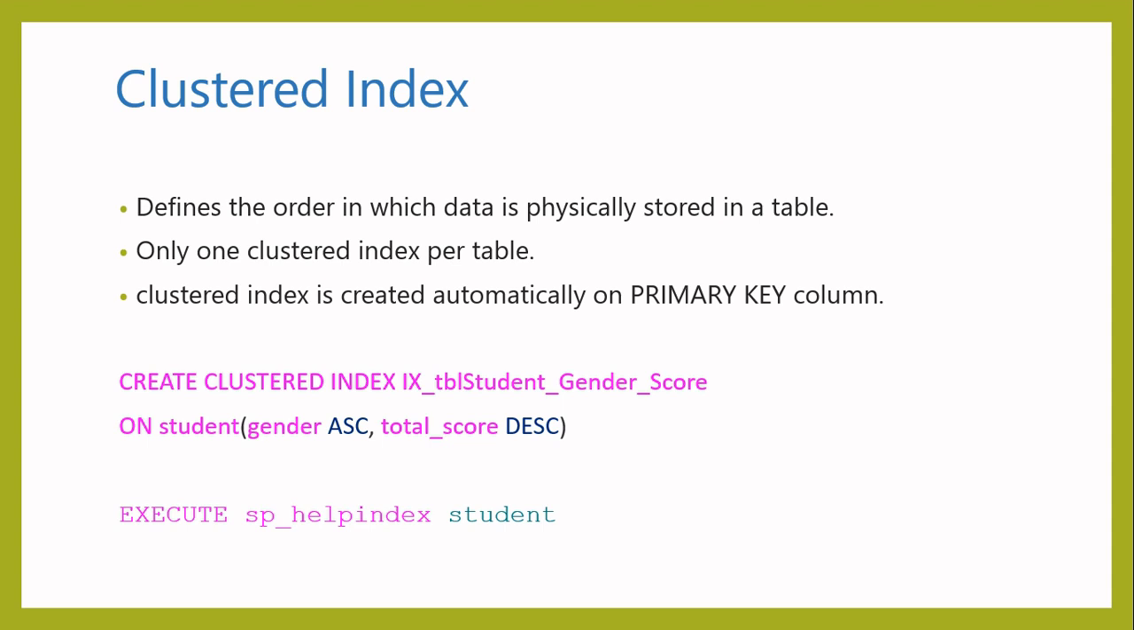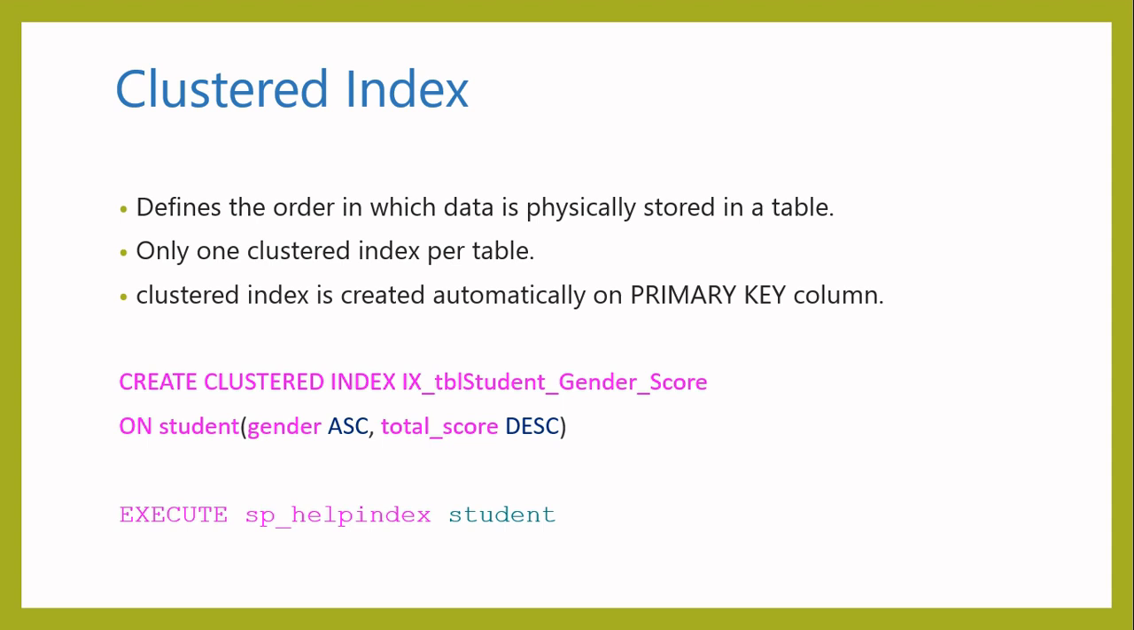Since we can sort the records of the table based on a single column, there can be only one cluster index allowed per table. We cannot have more than one cluster index for a table. Cluster index is created automatically on the primary key column. Yes, when you define a column as a primary key in a table, then the database server will automatically create a cluster index for you on the primary key column. That is a default behavior.